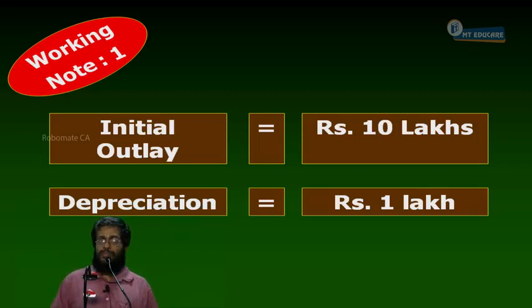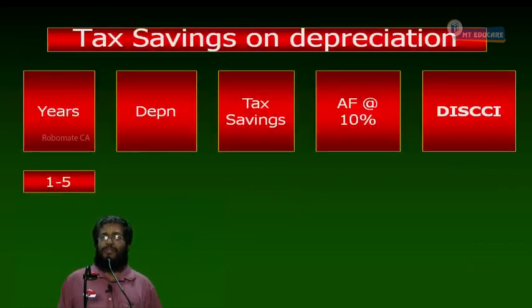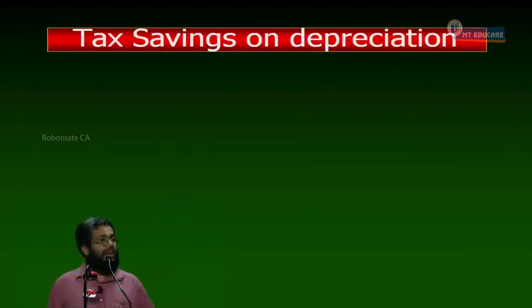Depreciation is equal to asset cost divided by 10 years, the SLM method. What is the cost of the asset we are having? 10 lakhs divided by 10 years. Depreciation is equal to 10 lakhs divided by 10 years, which is 1 lakh per annum. Can we proceed or not?